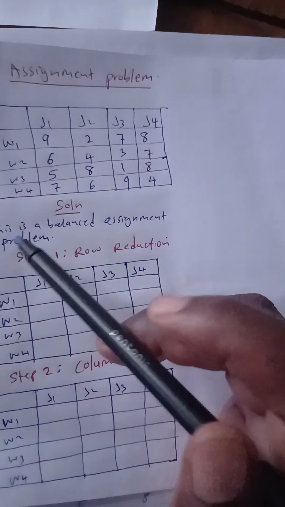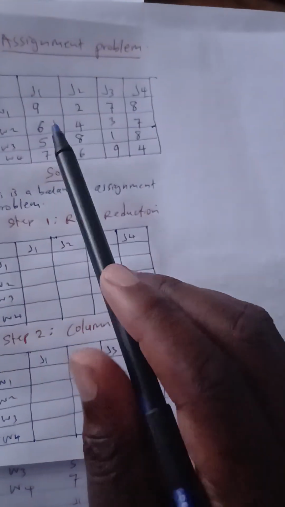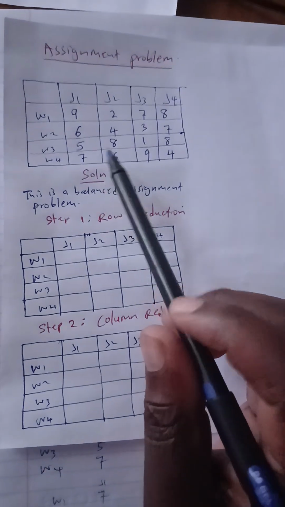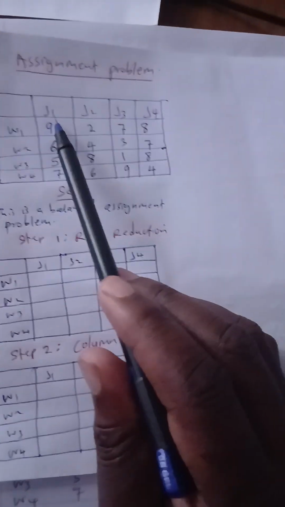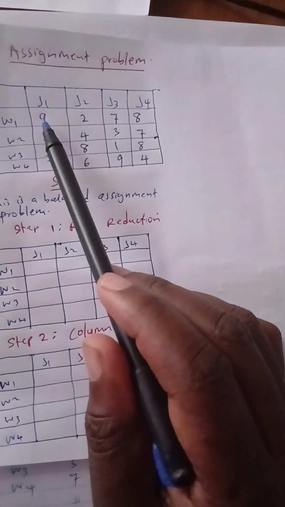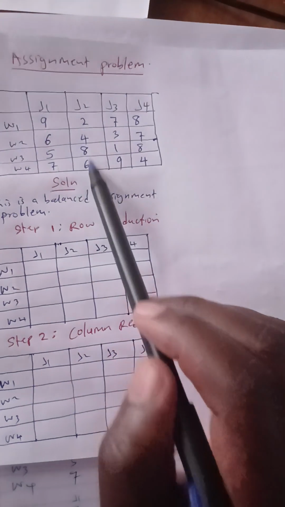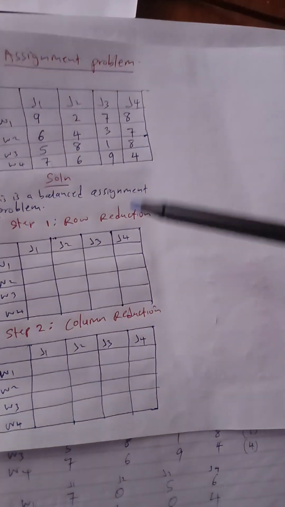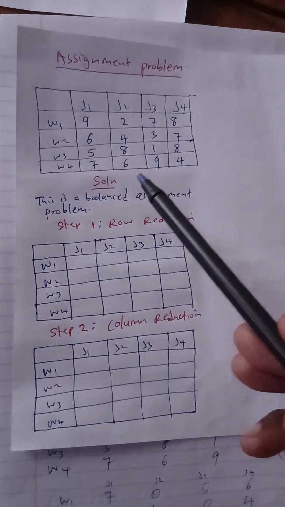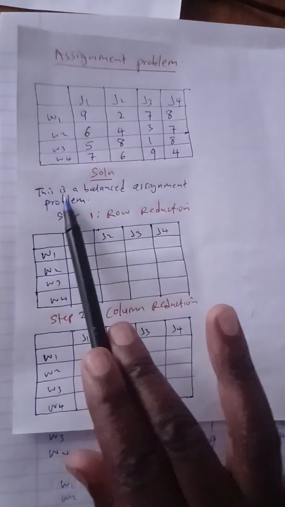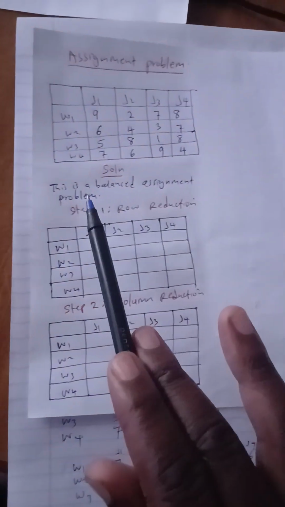Let us solve this assignment problem. Before we solve it, let us check whether it is balanced or unbalanced. We'll be guided by the number of columns and rows. Number of columns we have 1, 2, 3, 4. Rows we have 1, 2, 3, 4. So you can see number of rows are equal to number of columns, meaning it is a balanced assignment problem.